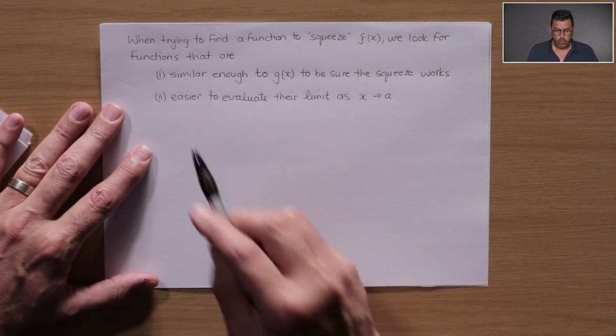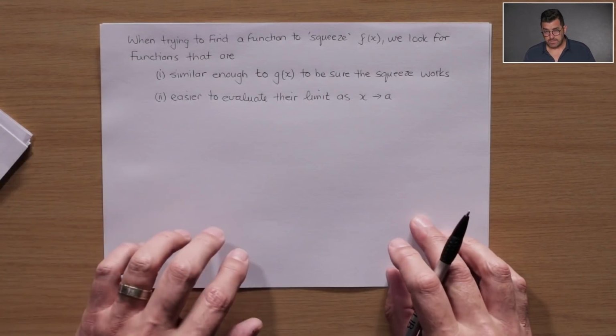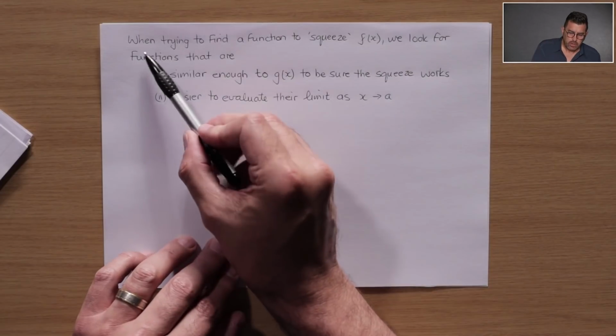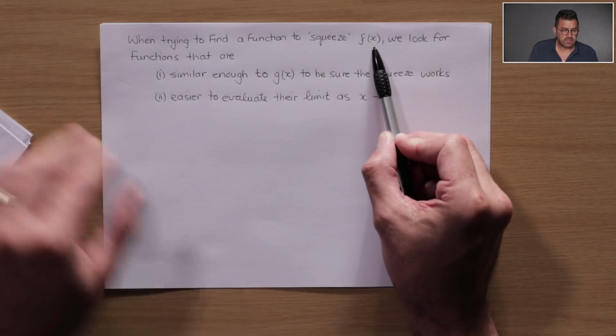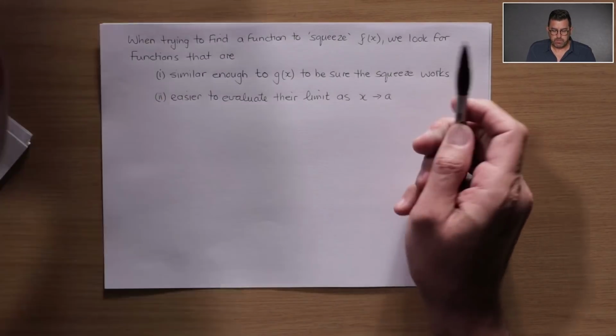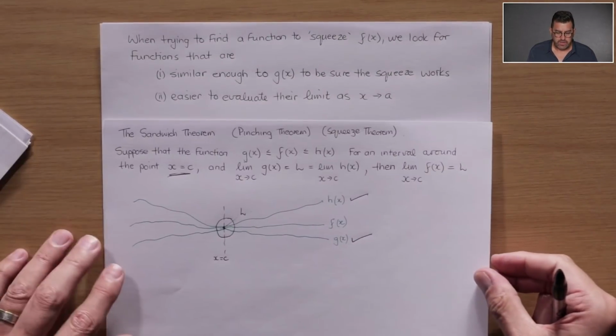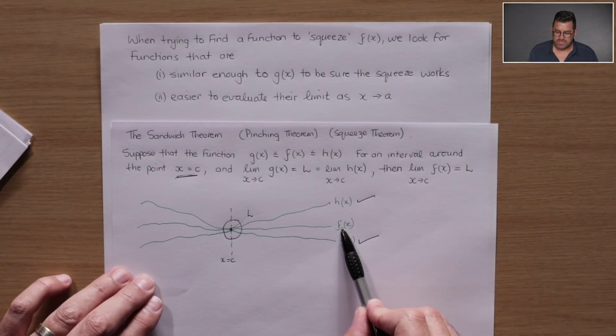Very important theorem, folks. Very difficult sometimes to apply, but I'm going to try and do my best to make it as easy as possible for you. What are we doing if we apply the squeezing theorem? That's what I want to look at. When trying to find a function to squeeze, and in this case, if I just bring my previous paper back, the function that we wanted to squeeze was f.